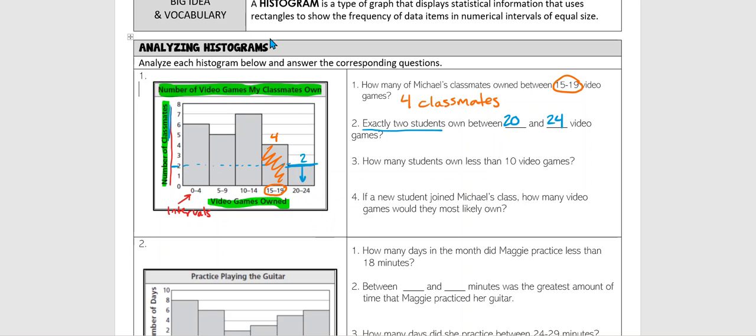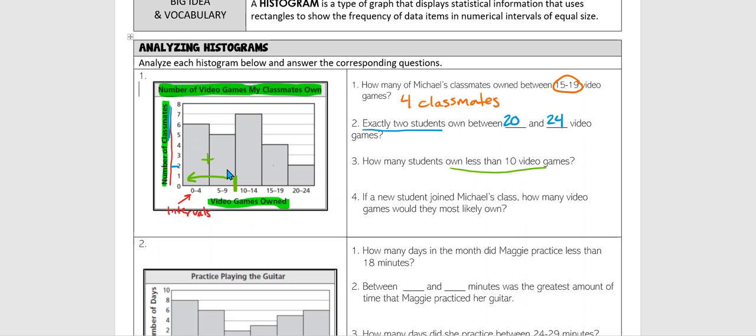I'm going to clean this up a little bit. Don't worry about erasing yours if you don't want to. It's okay. And now we want to know how many students own less than 10 video games. So I'm going to find 10 here, and this interval is where 10 starts. And if I want less than 10, we're going to go to the left. So that's going to be everything to the left of 10. So I need to add these 2 bars together.